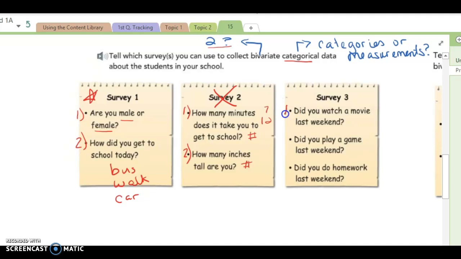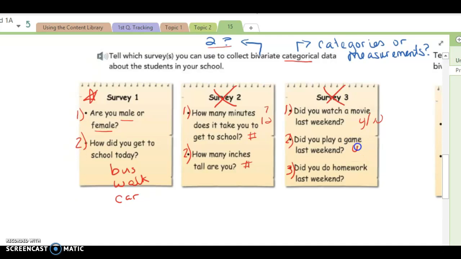Survey question number 3 has 1, 2, 3 questions. That right there makes it not bivariate. Just so you remember about the categories. So did you watch a movie last weekend? You could say yes or no. You're not going to say how many movies, so that is not a number, so that's okay.